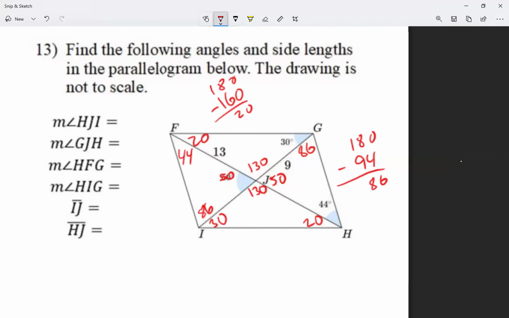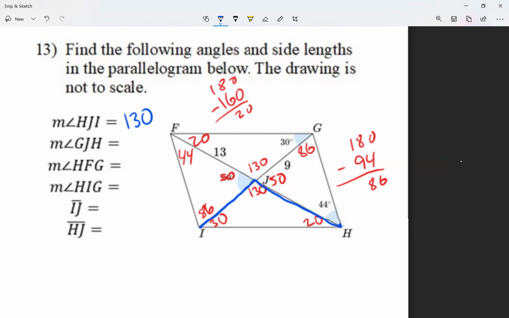The first question says the measurement of angle HJI. So let me connect the letters in that order. Starting at H, go to J, and then I. So H, J, I create this corner. That corner is 130 degrees. So the measurement of that angle is 130. I don't have to write that degree symbol, okay?